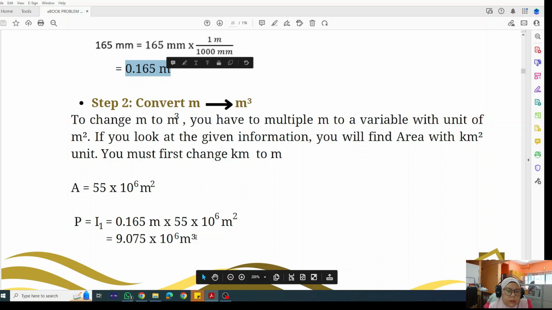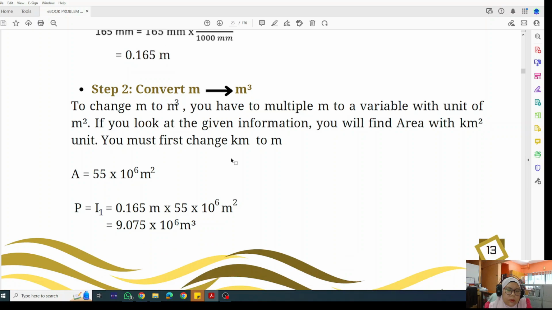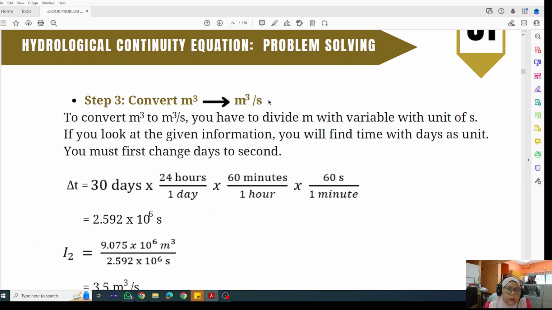Okay, that's not all. You already get the value in meter cube, but you must get the value in unit meter cube per second. So you must divide by something which is in second unit. Obviously it is the unit for time. Second is the unit for time. As given in the question, delta T is equal to 30 days. So from days you have to convert to seconds.